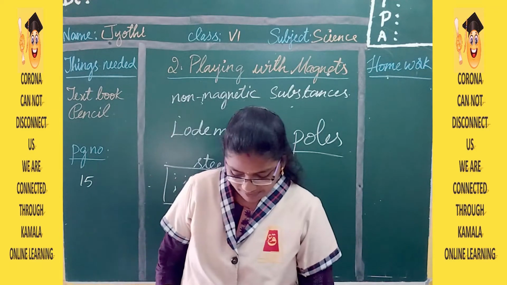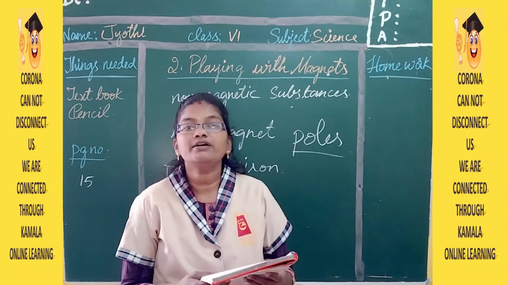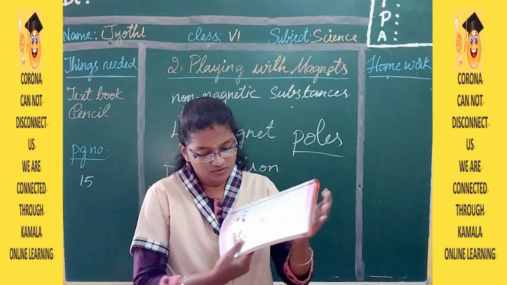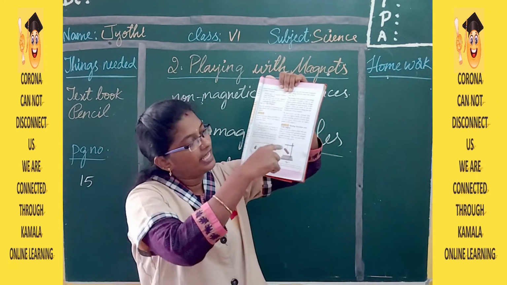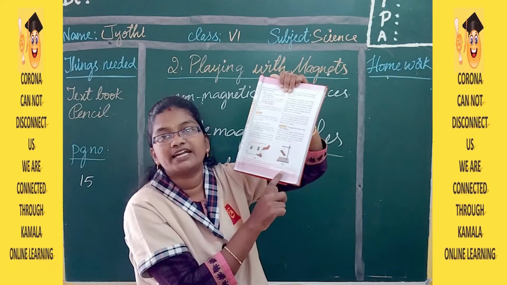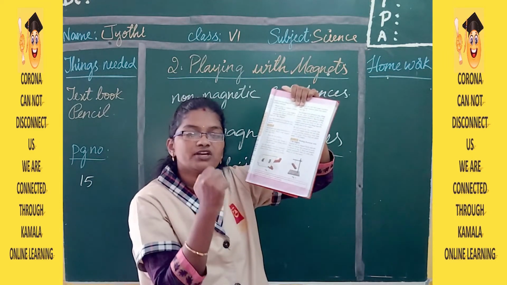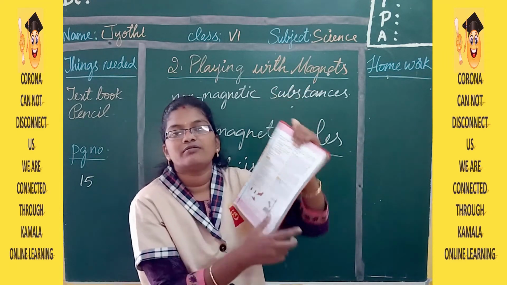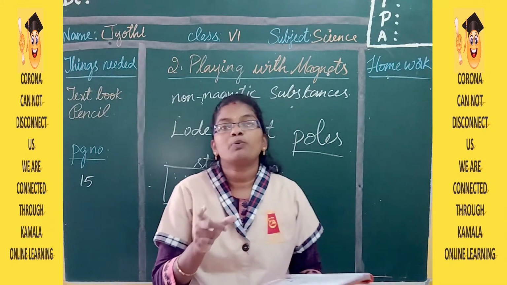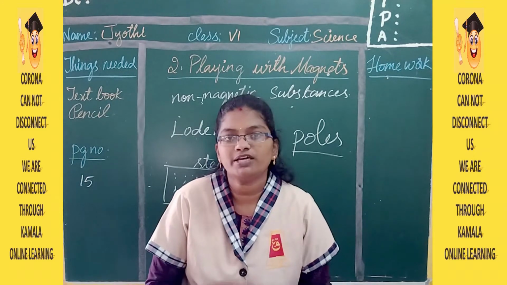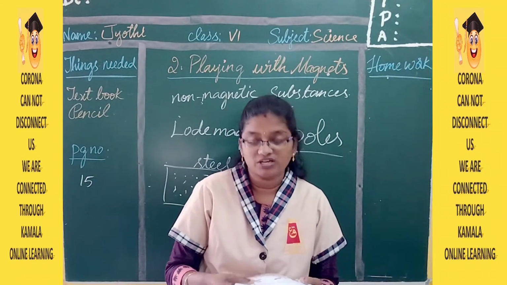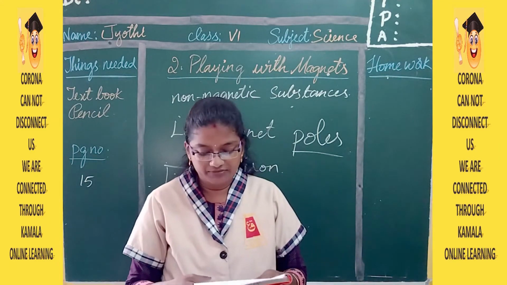Poles. We call them the poles of the magnet. Here you can see this is a bar magnet. The N is the north side, and the S is the south side. Those are what we call poles. These poles attract more iron filings than the remaining part of the magnet. I will tell you what north and south mean afterwards.